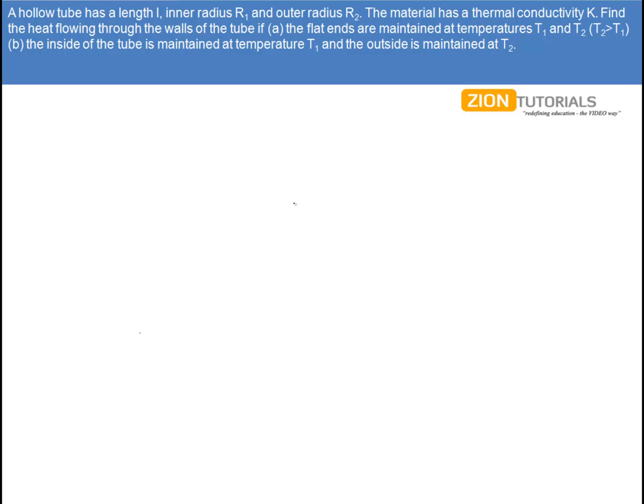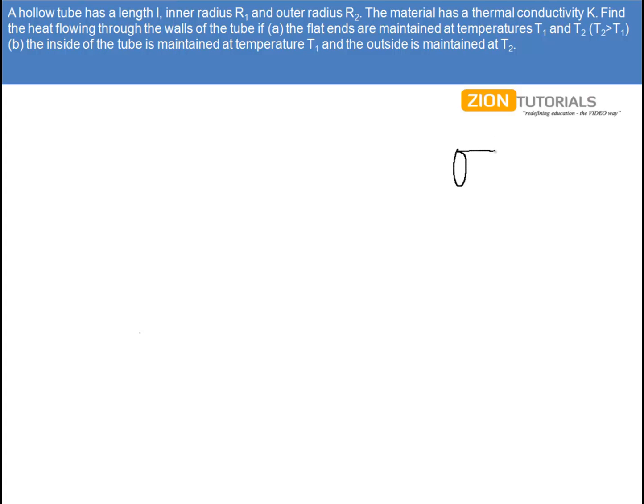A hollow tube has a length L, inner radius R1 and outer radius R2. The material has a thermal conductivity K. Find the heat flowing through the walls if the flat ends are maintained at temperature T1 and T2. That is the first part.